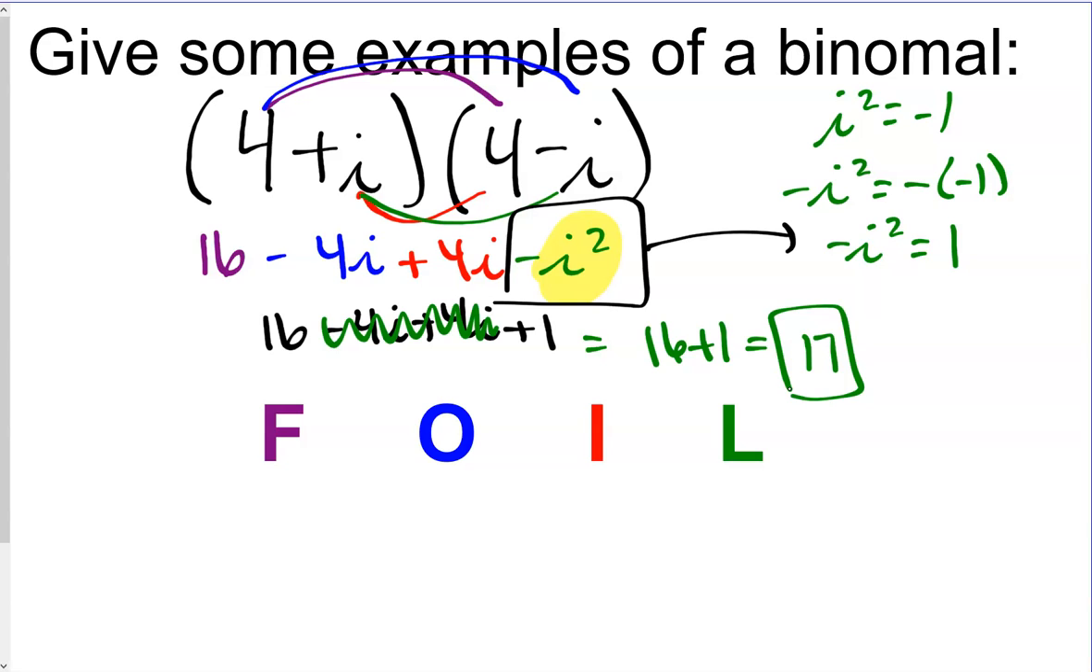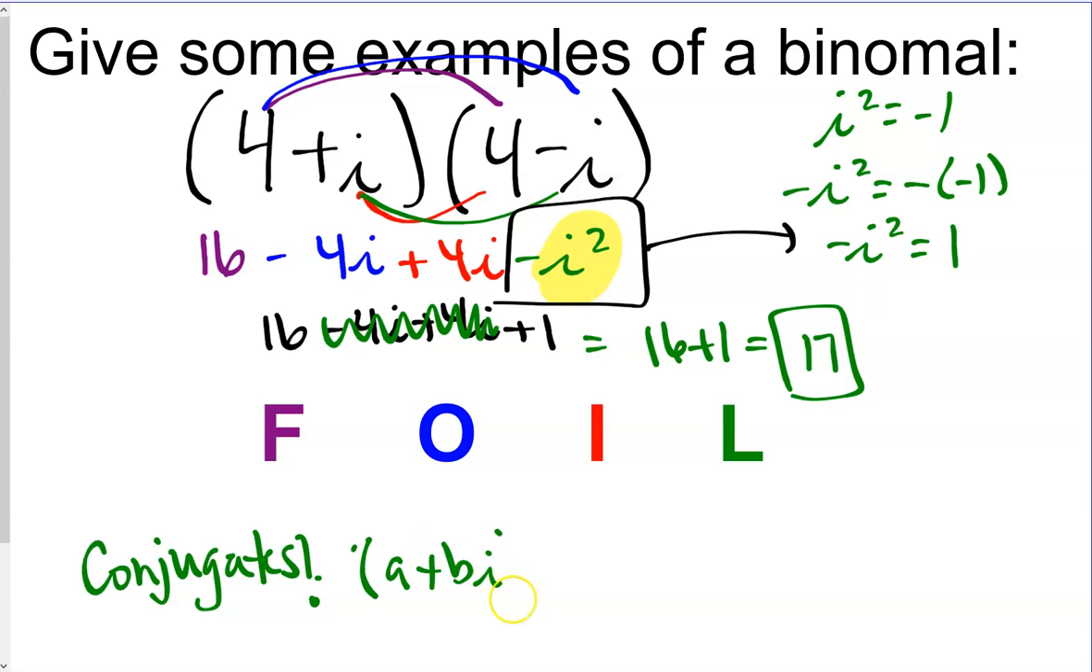Okay, when you have two binomials where they're almost the same thing except the sign is different, these are called conjugates. Okay? So they're almost the same thing except one is adding and one is subtracting. And when that happens, if you notice, all we have as a result is a real number. We only have 17. My imaginary piece gets canceled out. That's going to happen every single time.